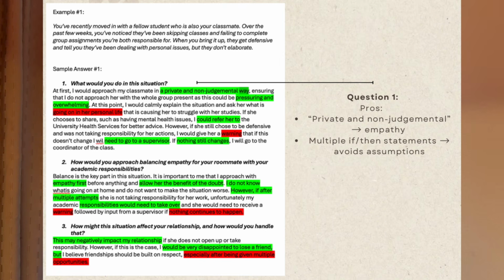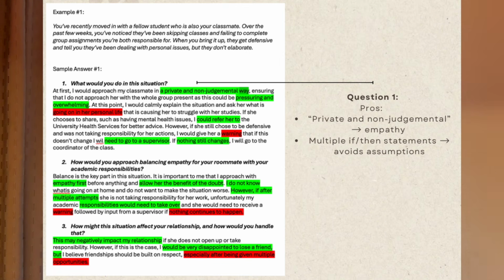Moving on to some other good points, I mentioned that if she chooses to share her situation with me, I could refer her to other services. And in my final 2 sentences, I also mentioned that if this doesn't change, I will need to tell a supervisor. And then I reiterate that if nothing changes from that point onwards, I will then go to the supervisor.